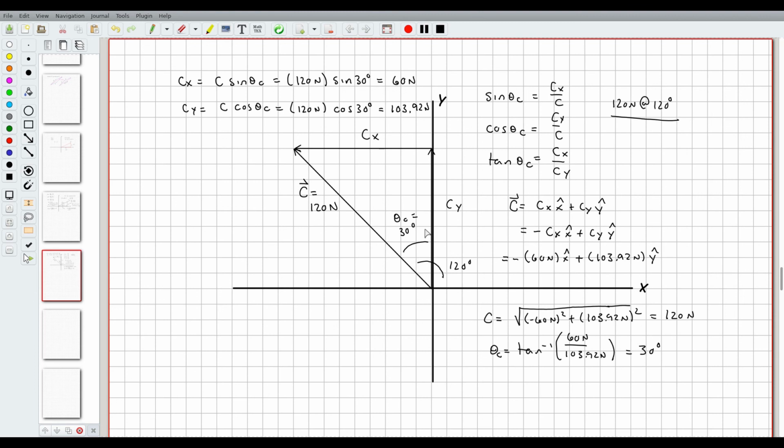Now, that said, the next big thing that I want to discuss is going to be addition of vectors and some parts of multiplication. And we'll pick that up next lecture.